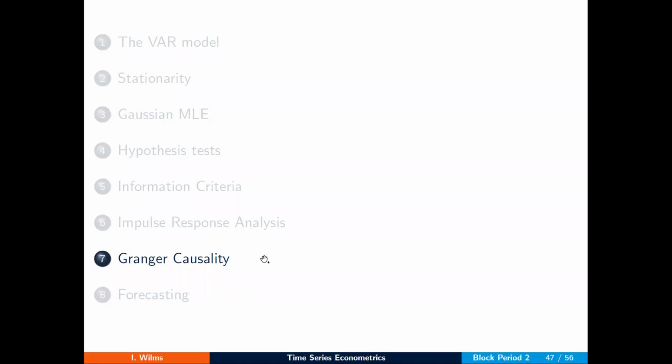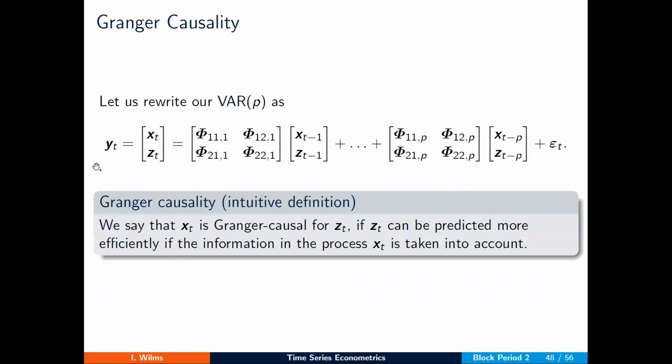In this last video, let's still have a look at the possibilities to use the VAR for forecasting purposes. And to that end, it's important that we first define the concept of Granger causality. So let us start from our YT vector, but let us rewrite our VAR model where I split up YT in, let's say, a subvector XT and a subvector ZT.